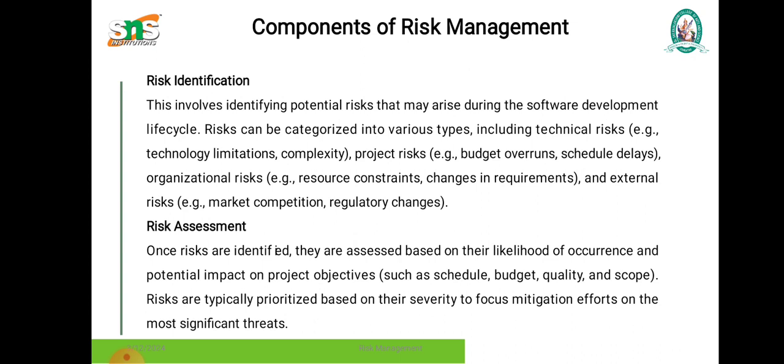This involves identifying potential risks that may arise during the software development life cycle, and these risks can be categorized into various types, including technical risks: technology limitations, complexity, everything under technical risks. Next one is project risk. Some examples are budget overruns and schedule delays. Next is organizational risk, that is resource constraints and changes in requirements. And finally the external risk, which is market competition and regulatory changes.